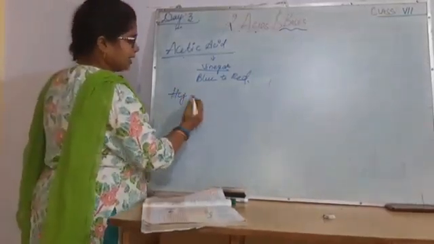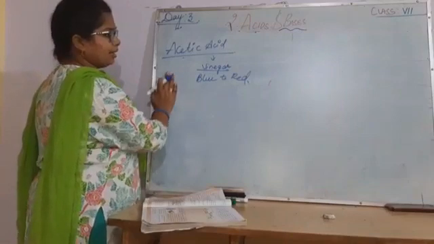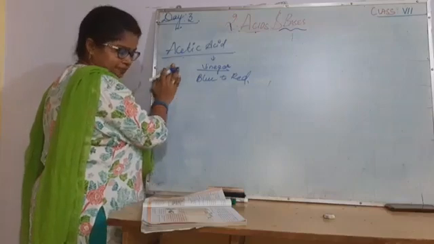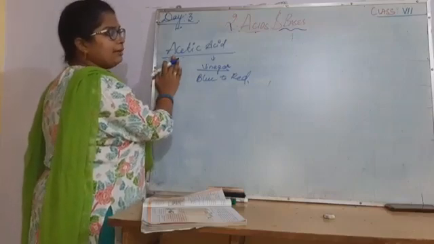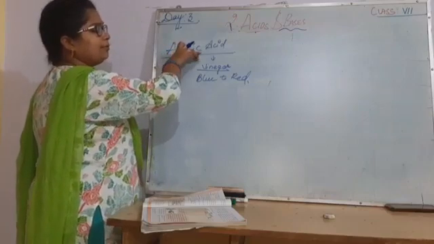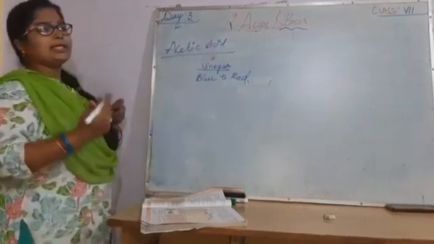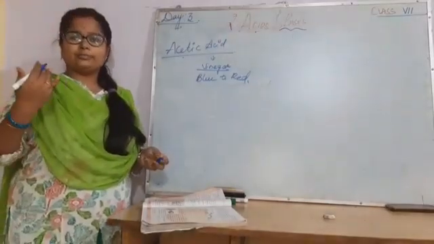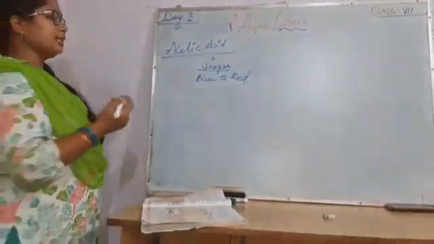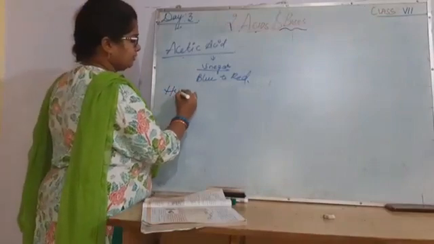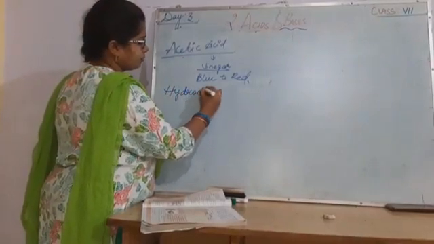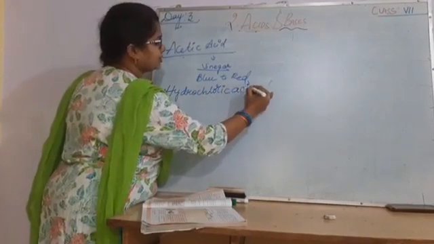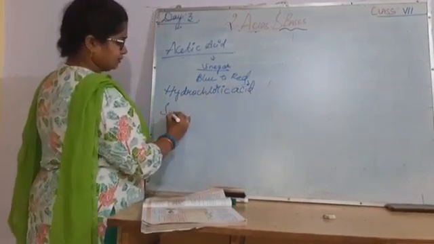Apart from these, hydrochloric acid and mineral acids, these are all natural acids. What I have told you are found readily in nature, and we give chemical names to those acids: acetic acid, butyric acid, citric acid. Apart from these, some acids like hydrochloric acid and sulfuric acid can be made synthetically, artificially, in the laboratory also.